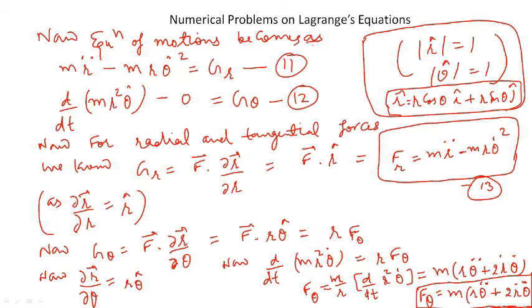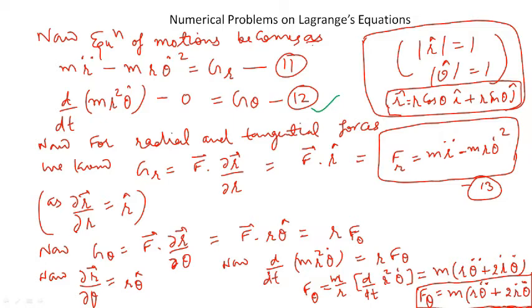Now we will find the equation of motions. So your gr will be m r double dot minus m r theta dot square, and g theta will be d over dt of m r square theta dot minus 0, and let us say it is equation number 12.